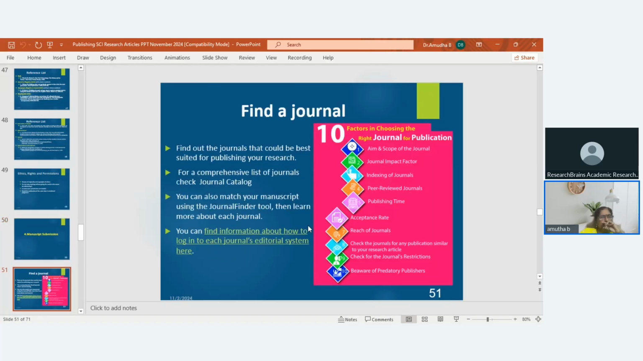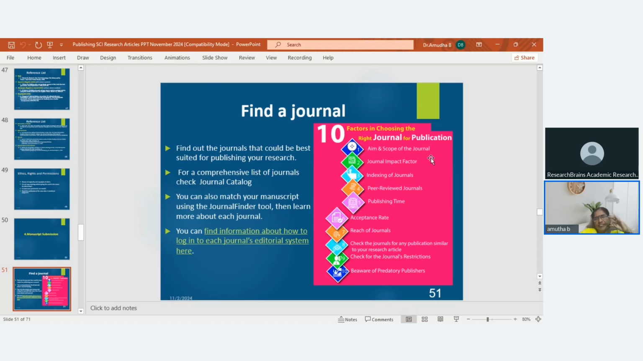And then for manuscript submission, you have to find the journal again. There are journal catalogs and journal finders available elsewhere, and you can give your content immediately. ChatGPT will tell you the journals to which you can apply your content. So, 10 factors for choosing the right journal for the right publication.